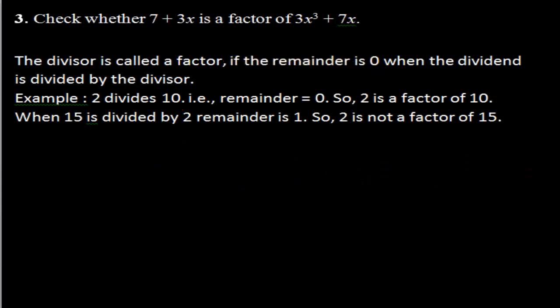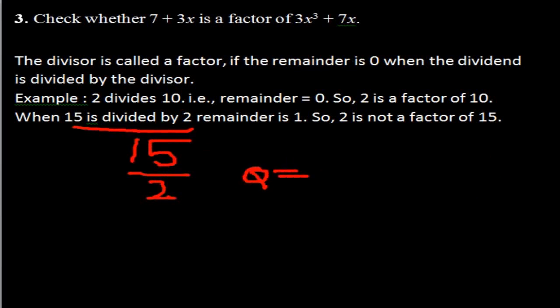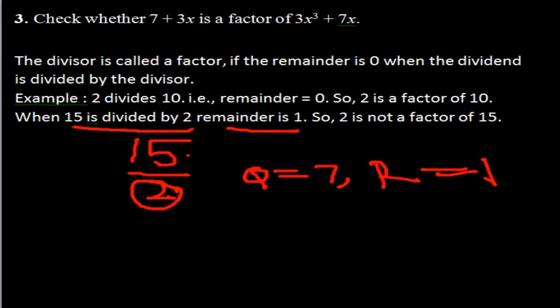Let me give one more example. We are going to divide 15 by 2. That's what I have given here. 15 is divided by 2. When I divide this 15 by 2, my quotient will be 7 whereas remainder is 1. So this 2 is not a factor of 15. In order to become a factor, always the remainder should be 0.